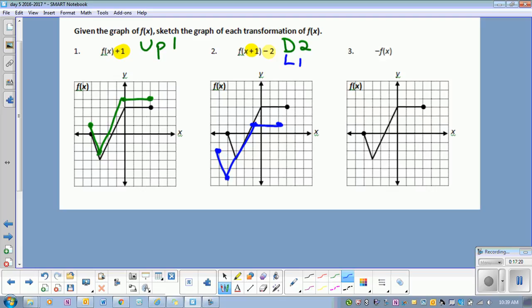Okay, well, you know what? I'm going to make it just a little bit more interesting. Look at this next one, number 3. If you have a negative in the front, what happens to it? It flips. All right, we're going to graph this guy.